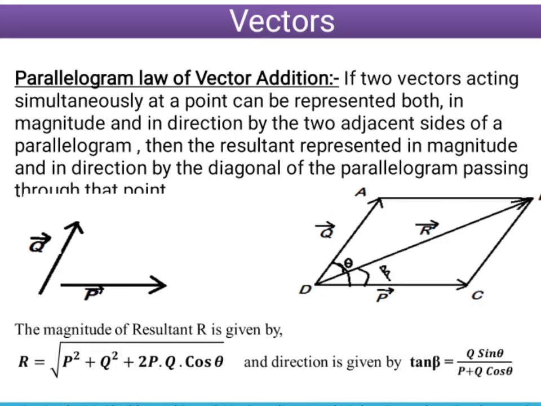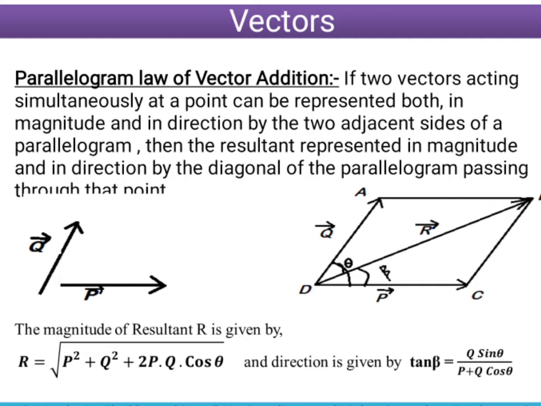Okay, let's define the parallelogram law of vector addition. If two vectors acting simultaneously at a point can be represented both in magnitude and in direction by two adjacent sides of a parallelogram, the resultant is represented in magnitude and in direction by the diagonal of the parallelogram passing through the point.